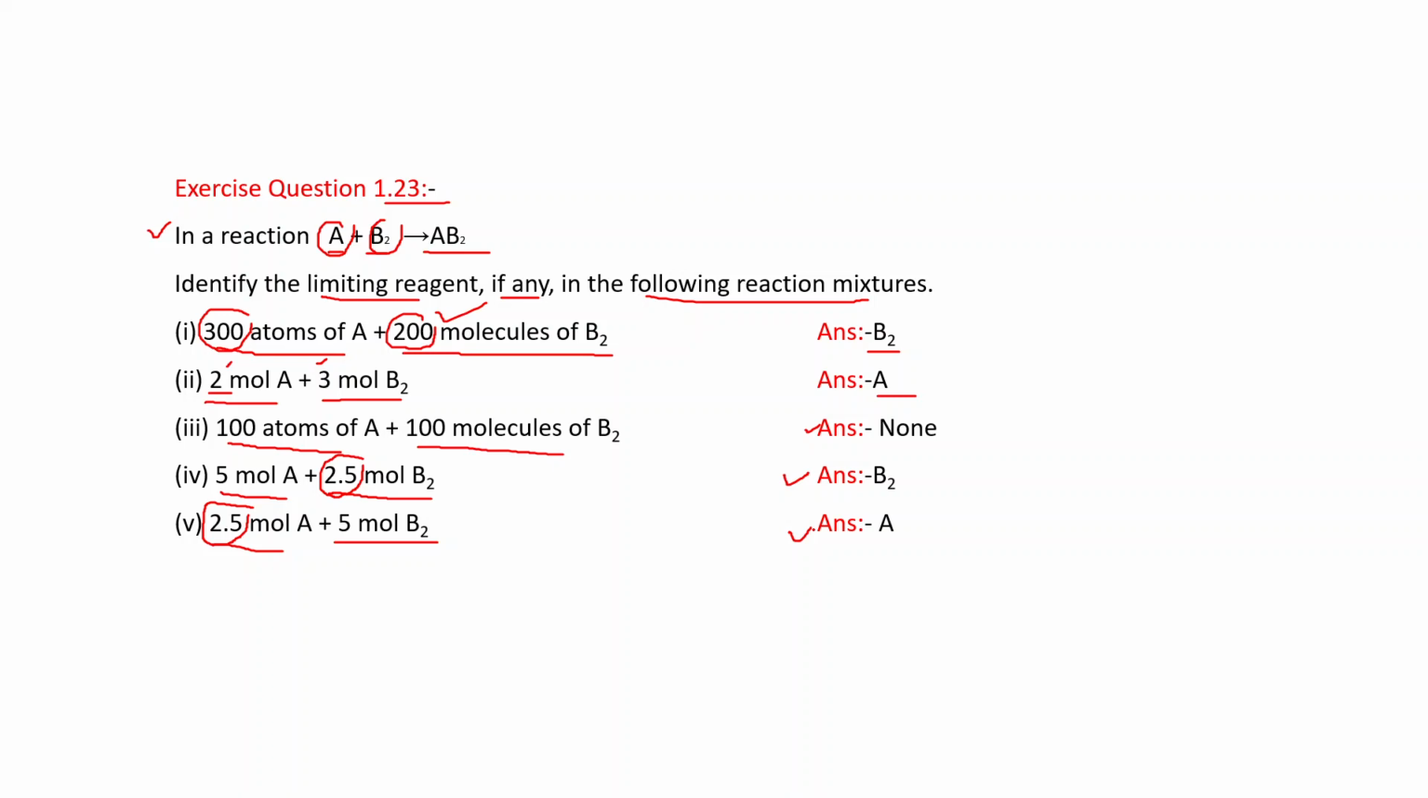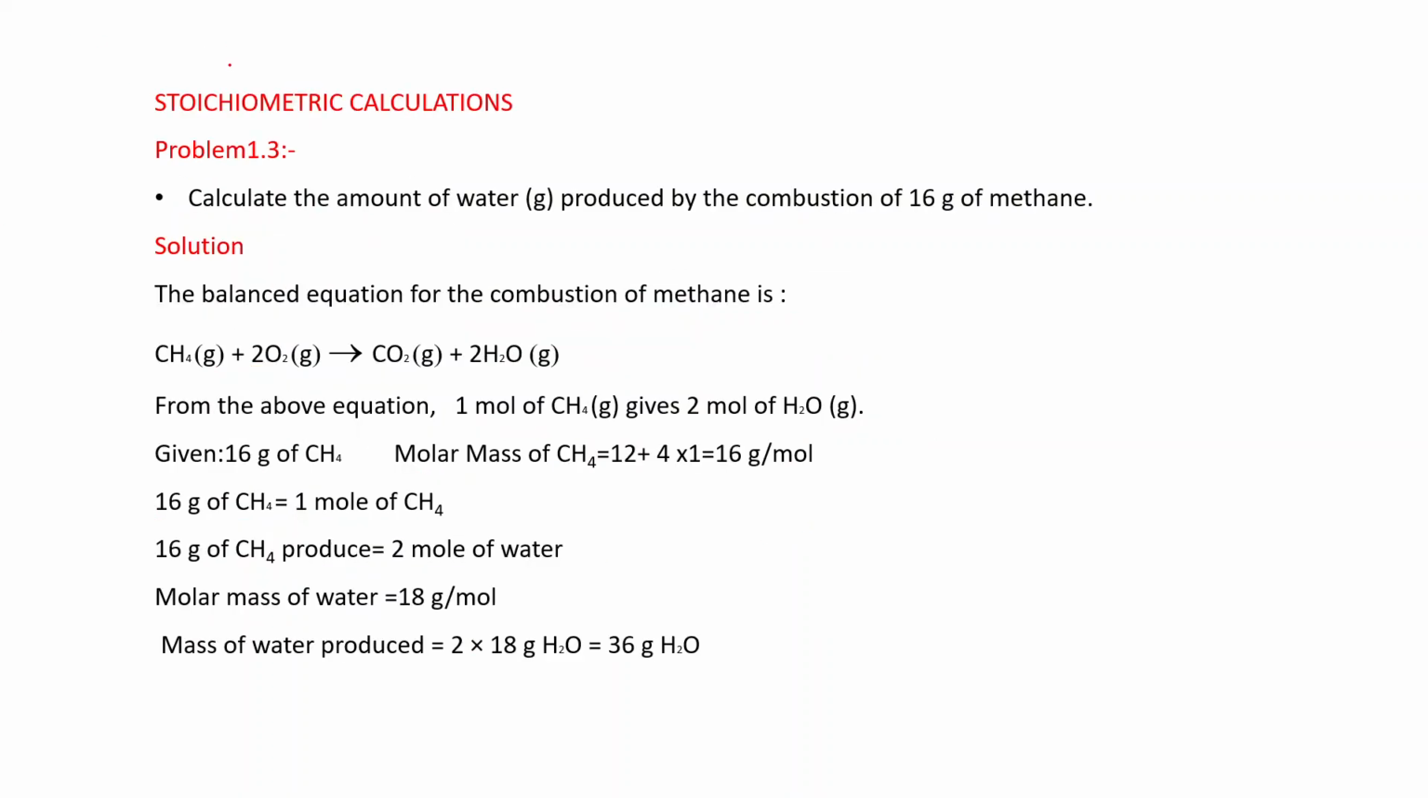I think this concept of limiting reagent is clear to all of you. Now we'll discuss some calculations based on the stoichiometry, that is, stoichiometric calculations. These are the solved examples of your textbook. Calculate the amount of water produced by the combustion of 16 gram of methane. Again, remember, 16 gram of methane when it burns. Then we have to first write the balanced chemical equation for this reaction.